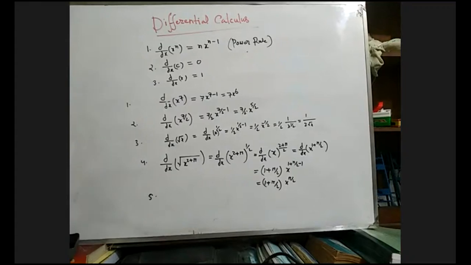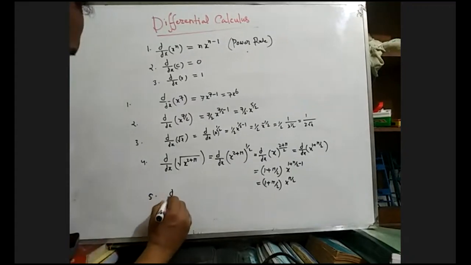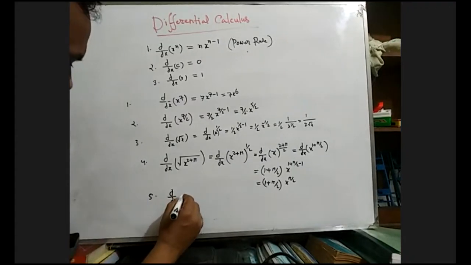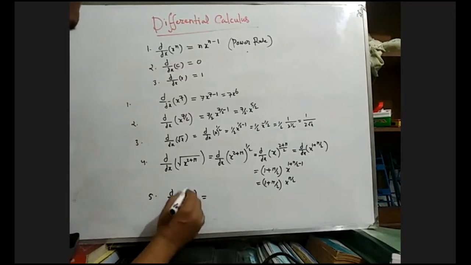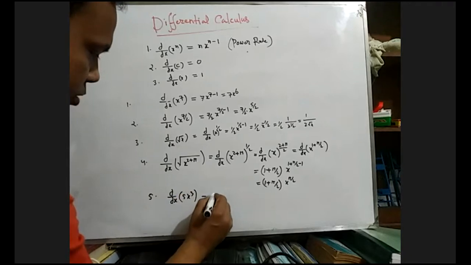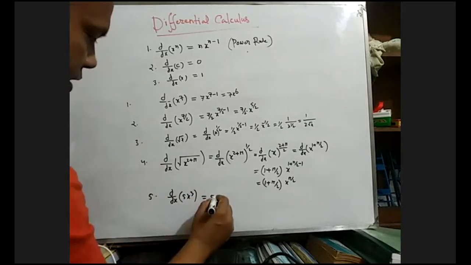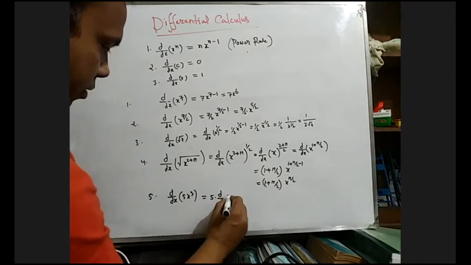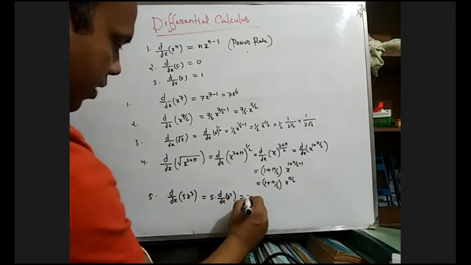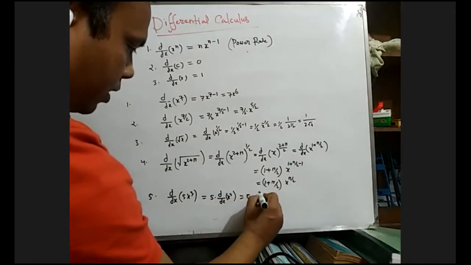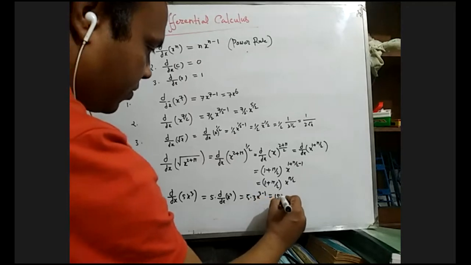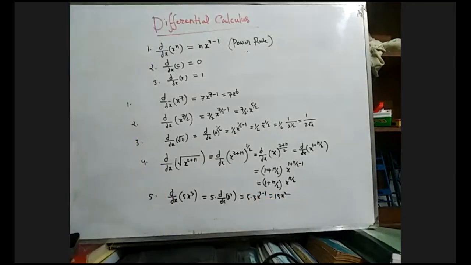Suppose we have another, d/dx of 5x cube. So this is the constant multiple rule. Constant multiple means the constant stays, and the differentiation will be d/dx of x cube. So 5 into 3x to the power 3 minus 1. That means 15x square. This is the result, by using the constant multiple rule.